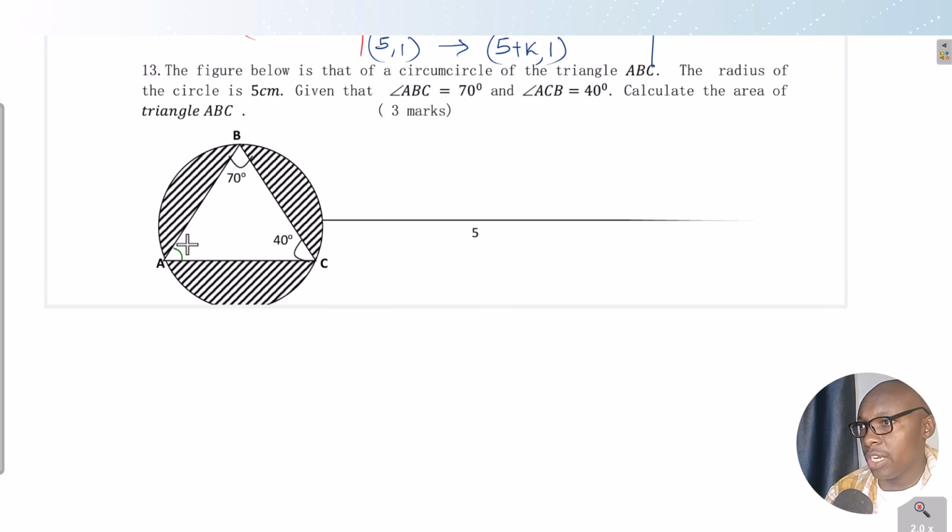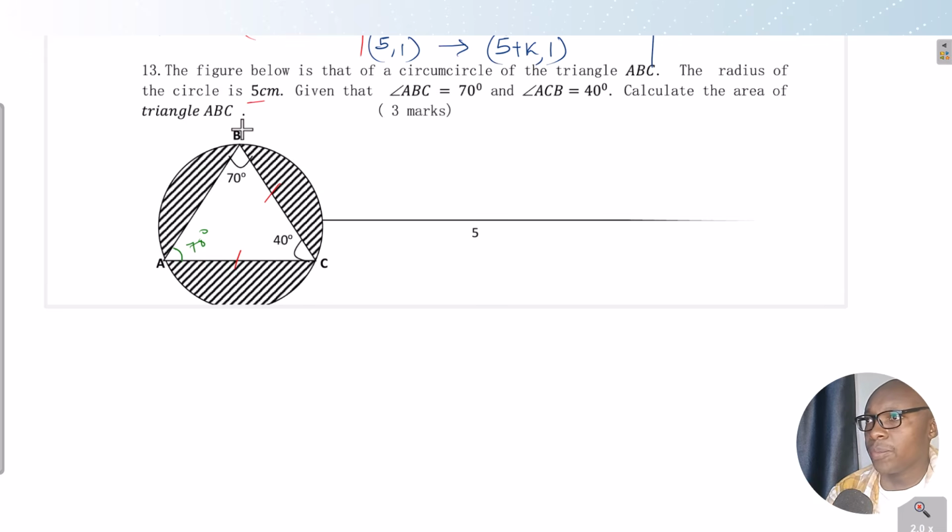So automatically we can get this angle. This is 40. This is 70 plus 40. That is 110. So the remaining angle here should be 70, to make the sum of the interior angles in a triangle 180. Now with that, you can see that this is an isosceles triangle because the base angles are equal. And we have the radius.